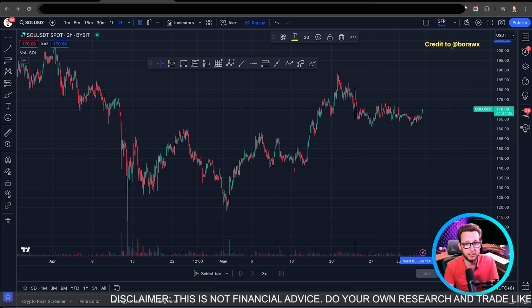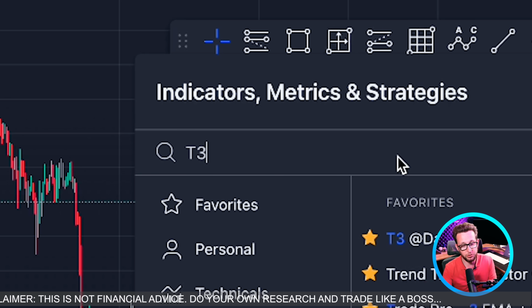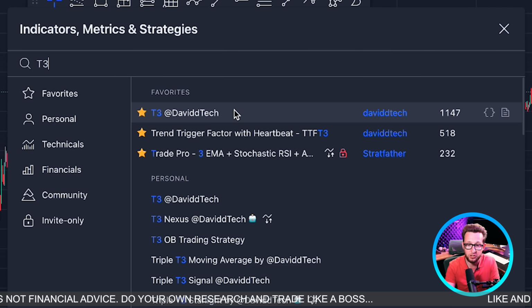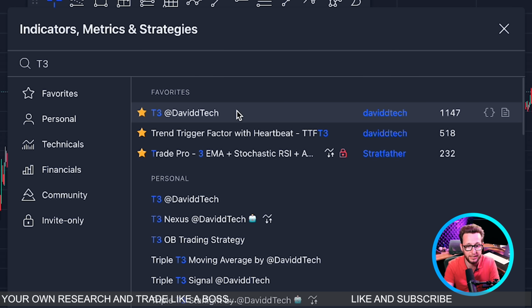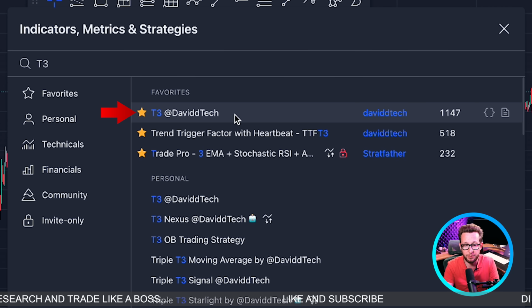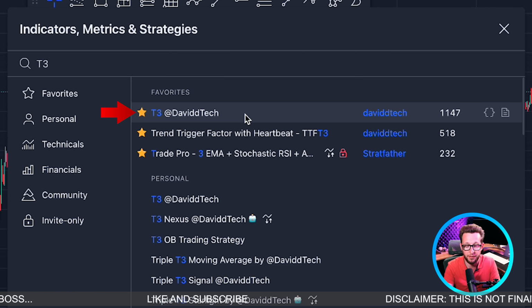Okay, the first indicator that we're going to be using today is the T3. Now I use this very often. I am going to try and find other indicators very soon as well, but this one definitely is a brilliant indicator. The T3 by DaviddTech is one of the best indicators for finding trend directions that I've ever found.